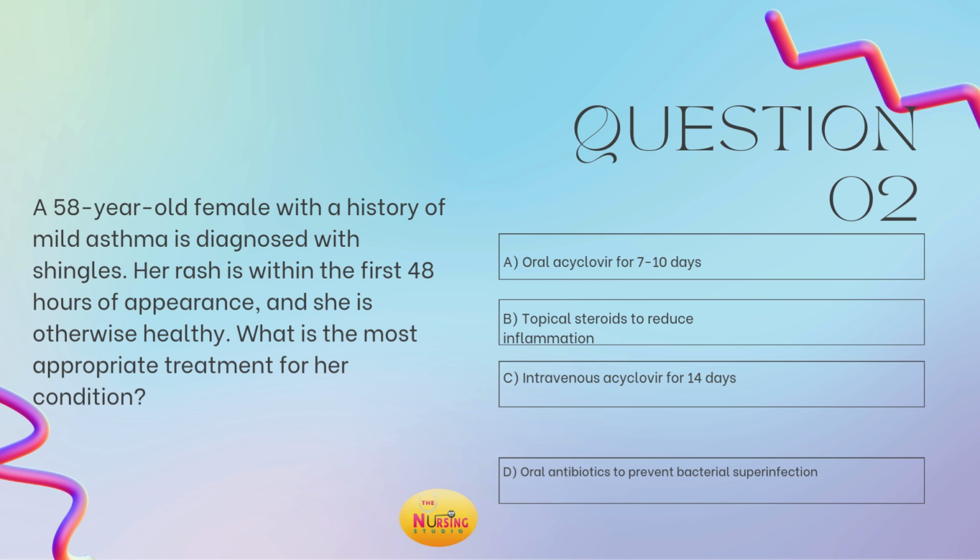All right, so the stem of the question states, what is the most appropriate treatment for her condition? As always, I tell y'all, if we're looking for the treatment, you need to run it back and see if they provided you with the diagnosis. And in the event that they have not, then you need to run it back a step further and look at the assessment findings. But here they have. They told us that she was diagnosed with shingles.